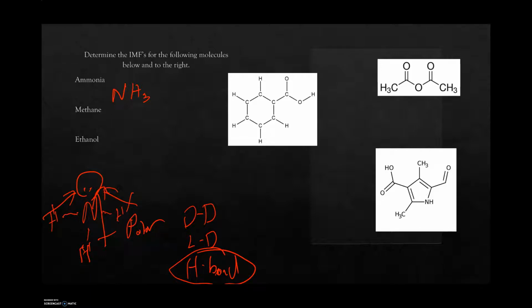So the next one is methane. Methane is CH4, and CH4 is going to have a Lewis structure of this. So once we draw our Lewis structure, we need to figure out if this molecule is polar or nonpolar. Well, it's symmetrical all the way around. The hydrogens are going to cancel out the electronegativity of the carbon. And so this molecule is going to be considered nonpolar.